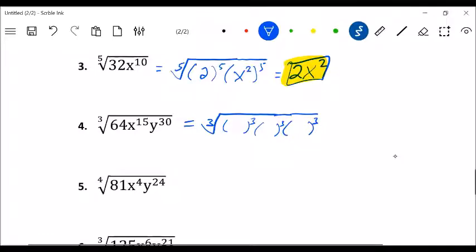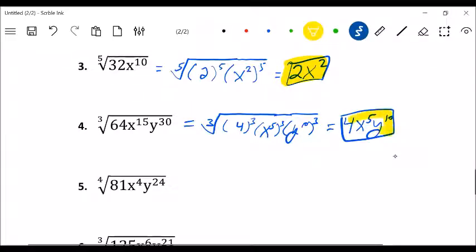The 64 is 4 times 4 times 4. The x to the 15th, we could put a 5 here, so the 5 times 3 makes 15. And for the y, since we have a 3, we clearly need a 10 to make it 30 to match y to the 30th, which means now we have a 4 and an x to the 5th and a y to the 10th. And there's nothing left inside the cube root because we're able to completely use each one of them up.